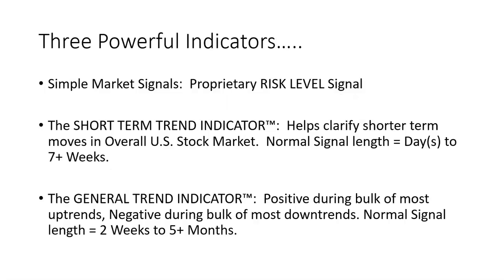As part of the Simple Market Signals model, there are 3 powerful indicators. There's the Simple Market Signals proprietary risk level signal. There's the short-term trend indicator, which helps clarify short-term moves in the overall U.S. stock market. And a normal signal length for the short-term trend indicator is anywhere from 1 or 2 days to 7+ weeks. Then there's the general trend indicator, which is designed to stay positive during the bulk of most uptrends and negative during the bulk of most downtrends. And a normal signal length for the general trend indicator is anywhere from 2 weeks to 5+ months.